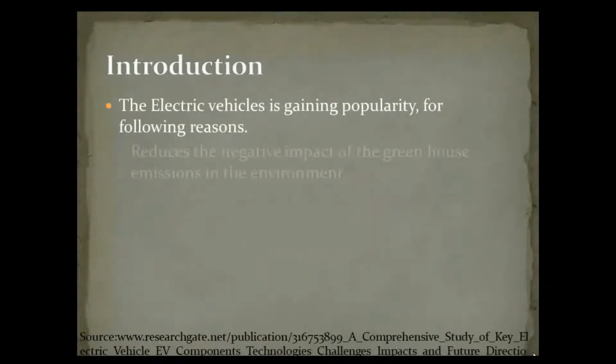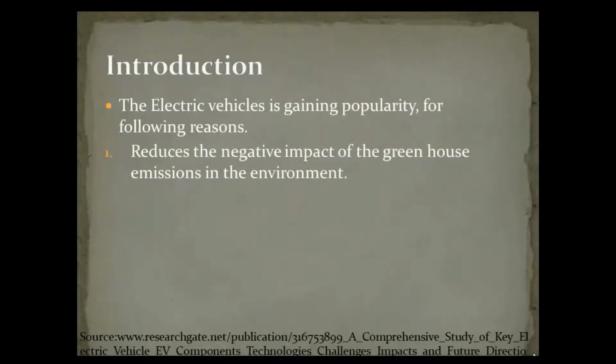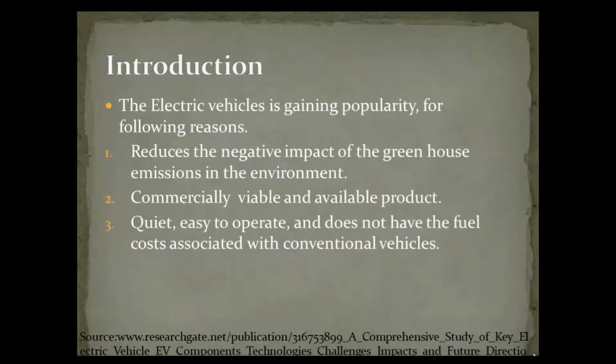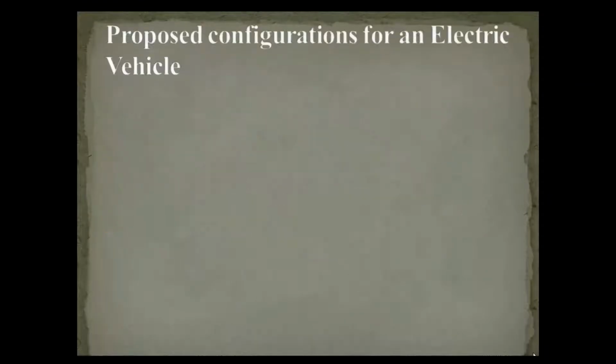Some of the reasons are, as we all know, that electric vehicles don't have an exhaust tailpipe, so it reduces the negative impact of greenhouse emissions in the environment. Also, due to the evolution of the lithium-ion based battery, it is a commercially viable and available product. Another is that it runs smoothly and is quite easy to operate, and it doesn't have the fuel associated cost as with conventional vehicles.